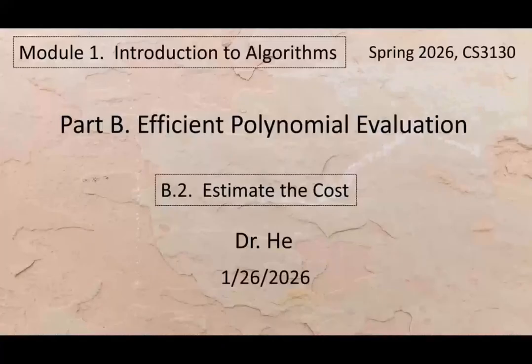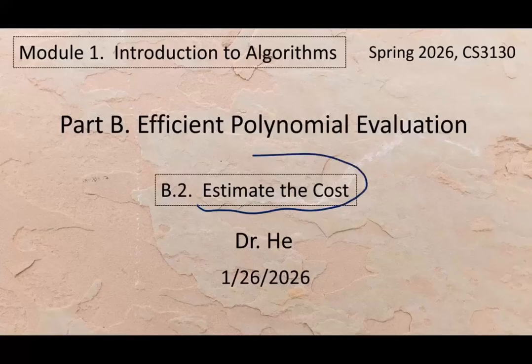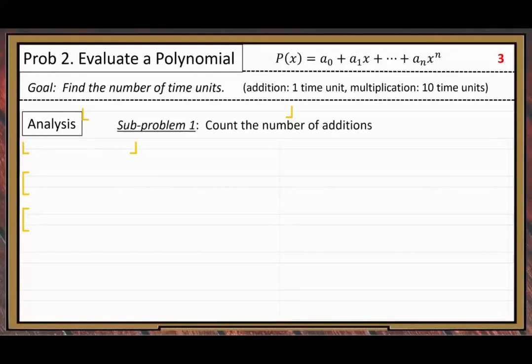All right. Next, let us do the counting. That's the step for this step. Estimate the computation cost. Now, we split our original problem into a few subproblems. The first subproblem, count the number of additions. Do the counting on additions.